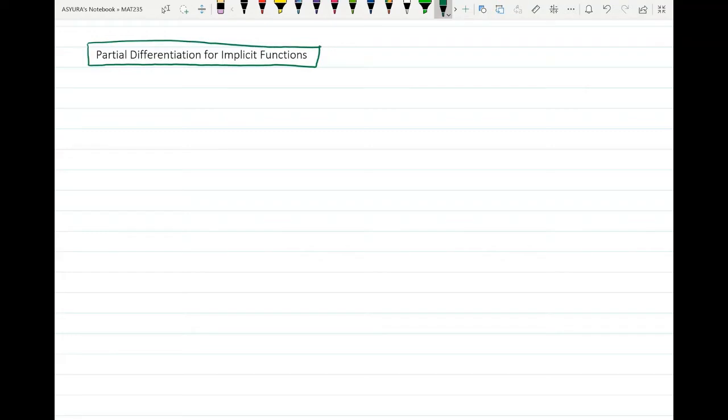Okay, let's recall the implicit differentiation that you have learned in calculus 1. Let's say you have x squared plus y squared equals 2, for example. If you want to find dy/dx, you will differentiate each term with respect to x.